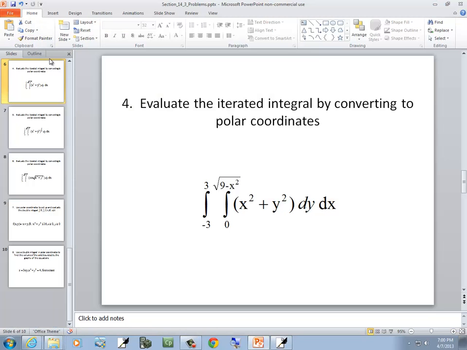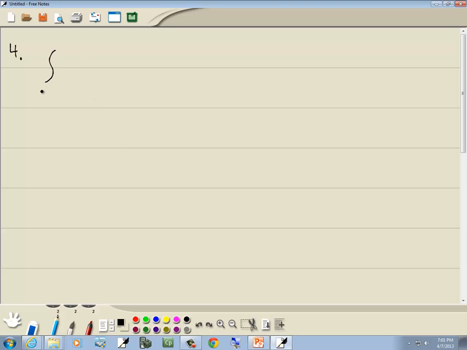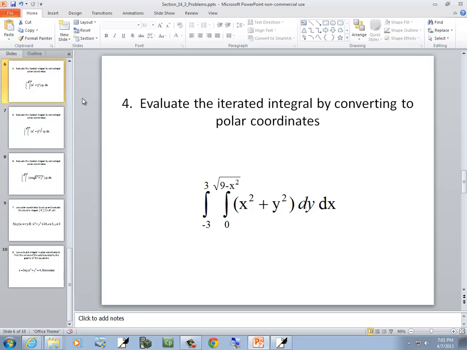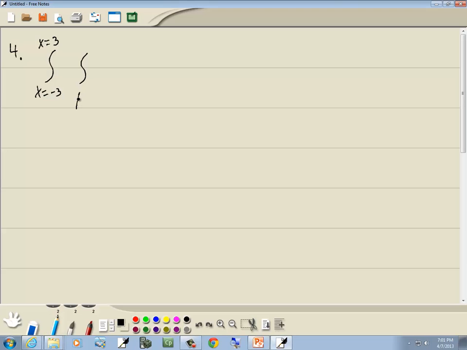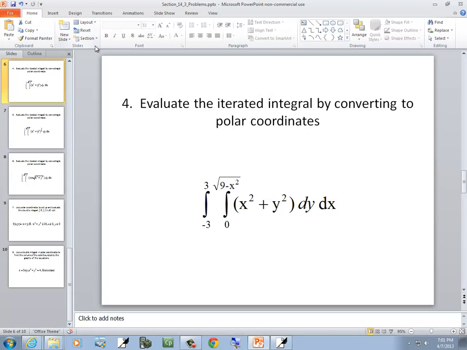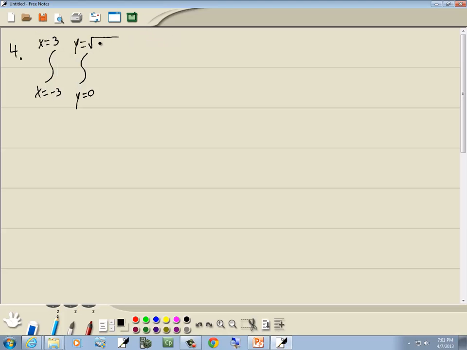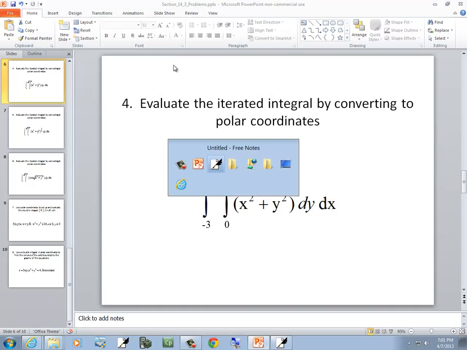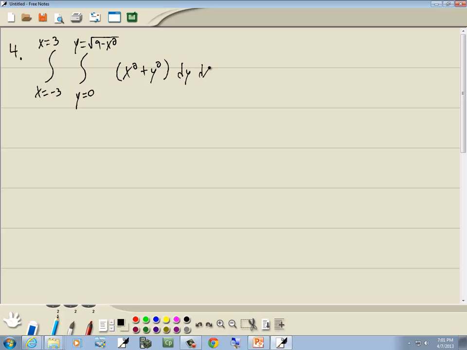So we got the outer one, which is, see the dx, so these are x values. So we got x is equal to -3 to x is equal to +3. And the inner ones are y's, so we got y is equal to 0 to y is equal to square root of 9 minus x squared. And then x squared plus y squared dy dx.